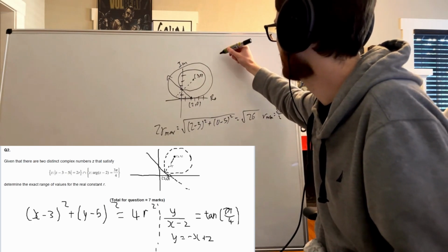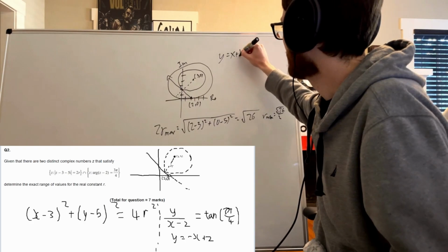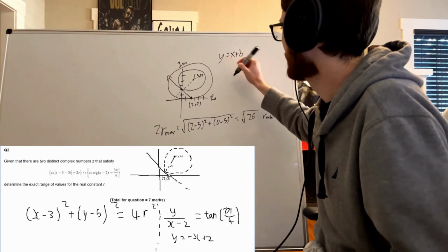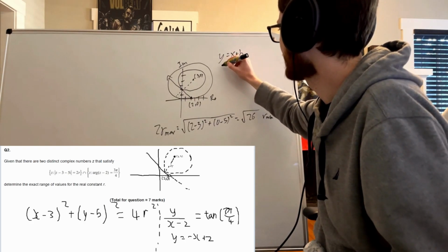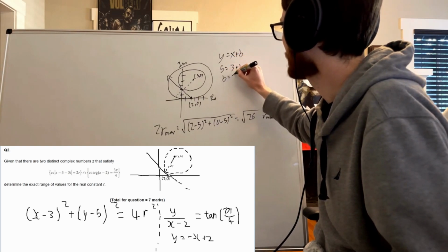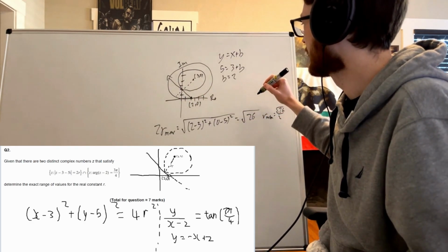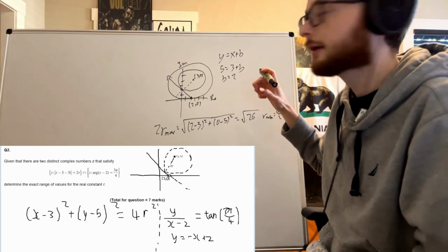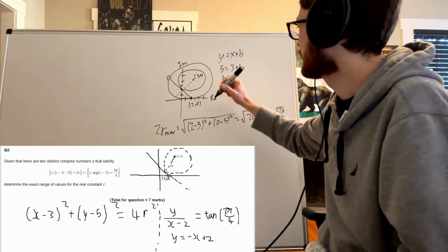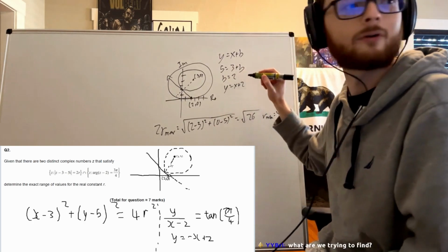So we can do, if y equals x plus b, we can plug in for y and x, because the slope is 1. I'm not going too fast in this part. 3 plus 5... b equals 2. So it actually is that point. That's interesting. So the equation of the perpendicular line is y equals x plus 2.